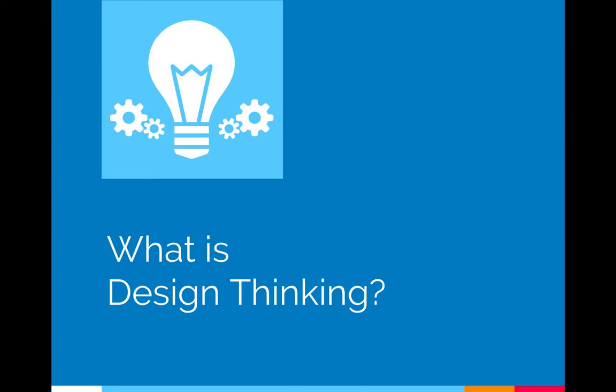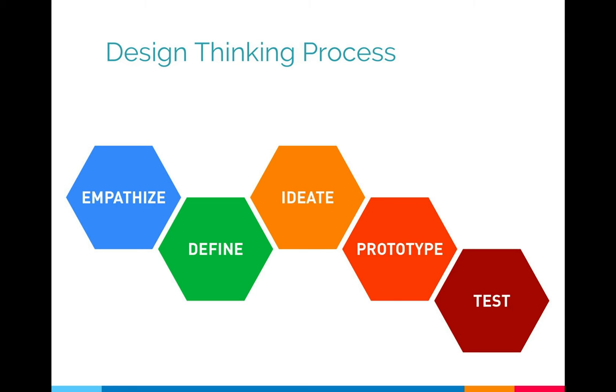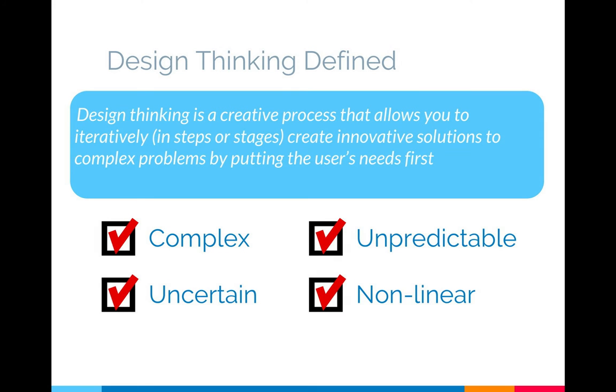So first, let's define what design thinking is. Design thinking is a creative process that allows you to iteratively, which means in steps or in stages, create innovative solutions to complex problems by putting the user's need first. Design thinking is also known as human-centric design. This is a definition that I really like of design thinking from someone named Eli Woolery and his Design Thinking Handbook. Design thinking is more than a methodology or framework. It combines the problem-solving roots of design with a deep empathy for the user.